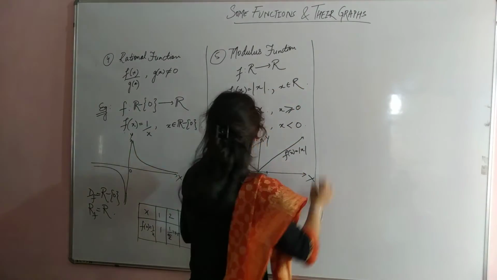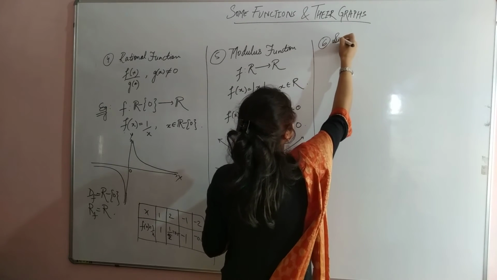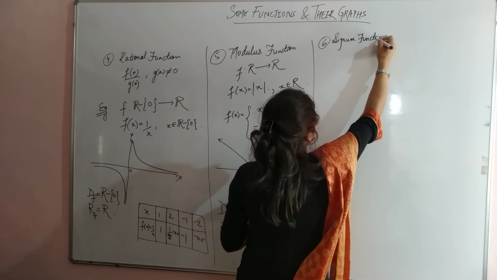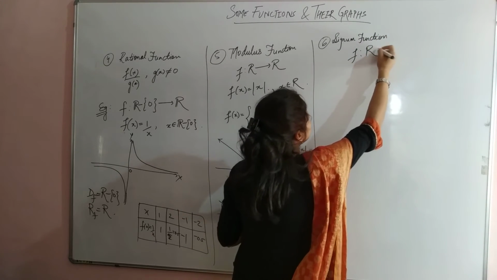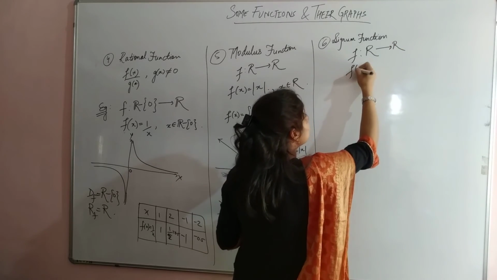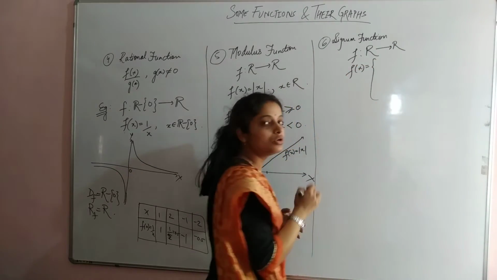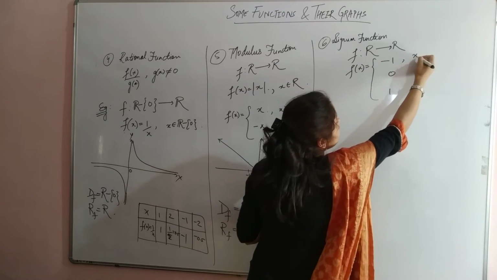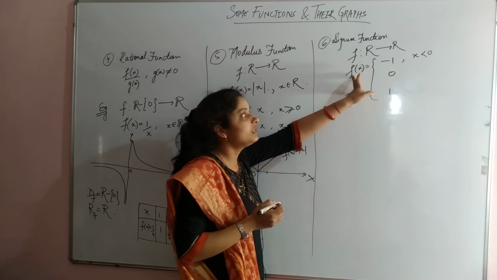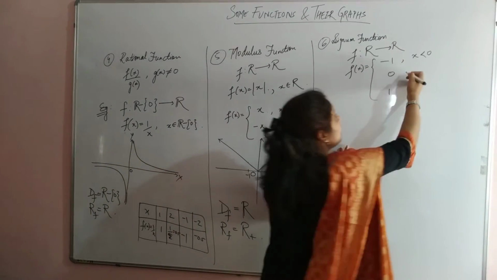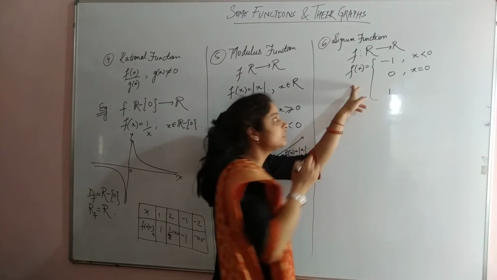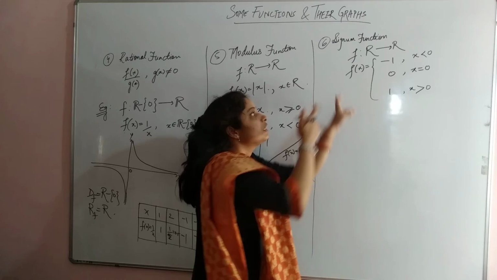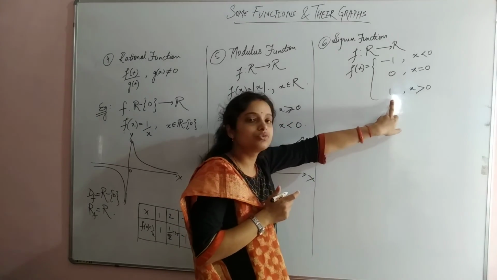Now the next type of graph is the signum function. This function is again defined from the set of real numbers to the set of real numbers, in the form f(x) equals minus 1, 0 and 1. When x is less than 0, the f(x) value is always minus 1. When x is equal to 0, f(x) is always 0. And when x is greater than 0, the signum function gives f(x) equal to 1.